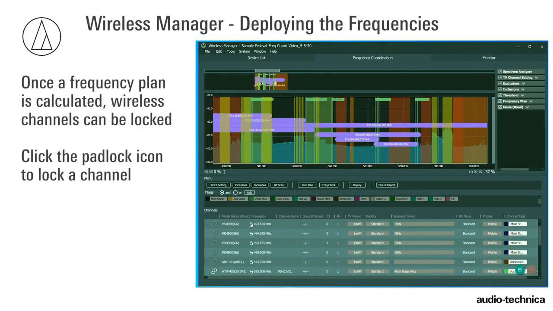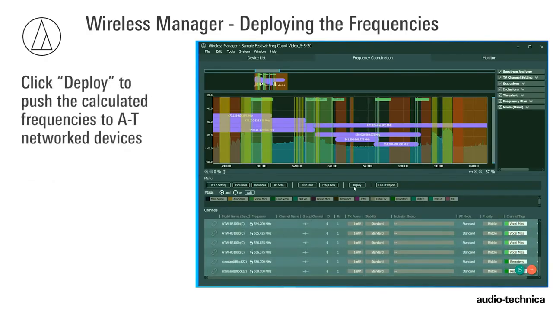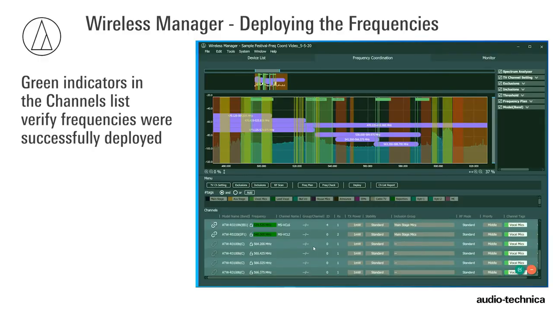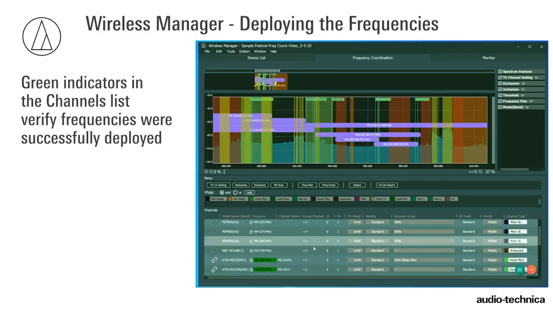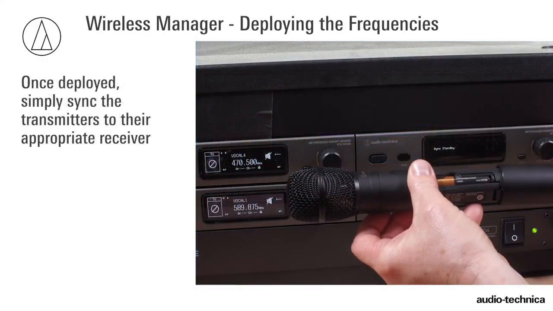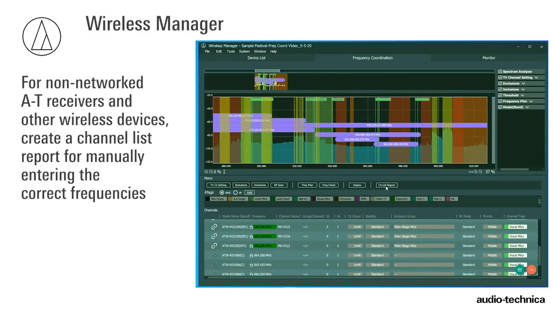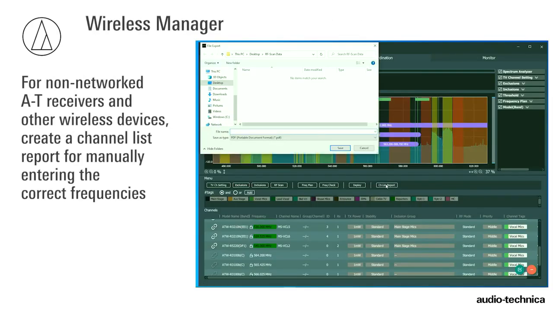Once a frequency plan is calculated, wireless channels can be locked. Click the padlock icon to lock a channel. Click Deploy to push the calculated frequencies to connected AT devices. Green indicators in the Channels list verify frequencies were successfully deployed. Once deployed, simply sync the transmitters to their appropriate receiver. For non-networked AT and other wireless devices, create a channel list report for manually entering the correct frequencies.